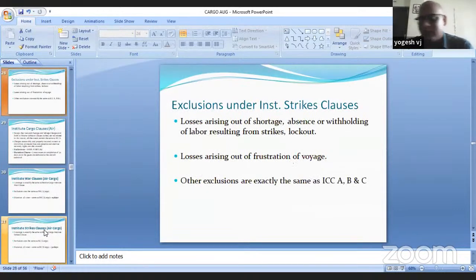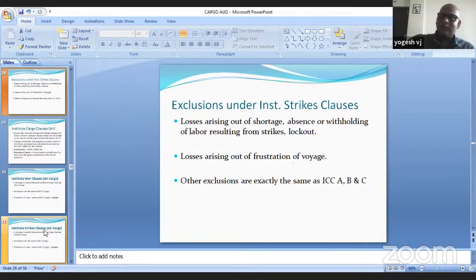What is excluded in Institute Strikes Clauses? Losses arising due to shortage, absence, or withholding of labor resulting from strikes, lockout, etc. Losses arising out of frustration of voyage. Now, this is a very peculiar kind of loss. A vessel has come very close to the port, and the captain is told that there is some unrest at the port. You don't bring your vessel to the port right now. You just stand here. So the vessel stays at some distance, say 5 to 10 kilometers from the port.